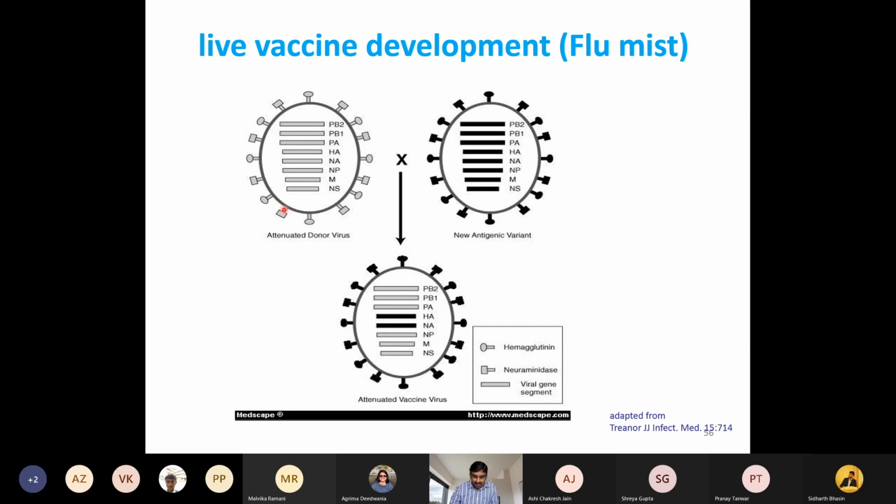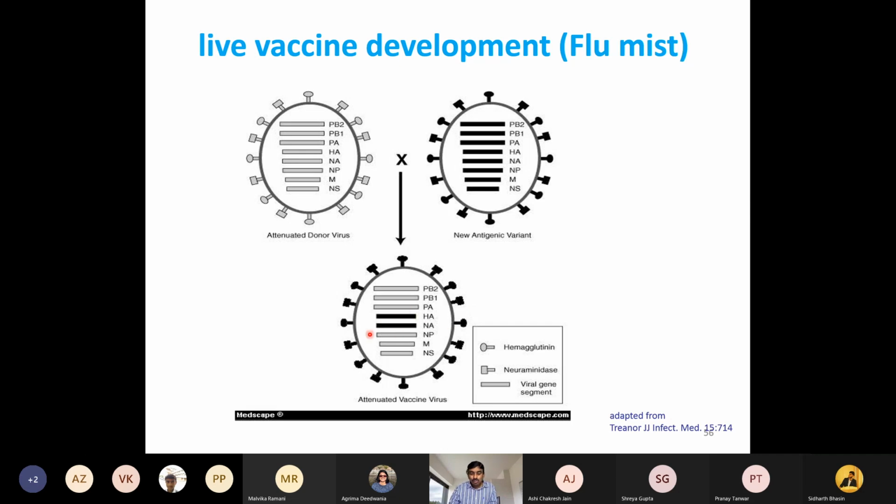Now, this strain is co-infected with the H1N1 or the H3N2 strain, and then when they replicate in the same cell line or within eggs, some viruses will have this configuration. What is this configuration? Everything comes from the cold-adapted strain except the H and the N, which come from the strain of your choice. It could be H1N1, it could be H3N2, it could be another one next year. WHO will recommend another one.